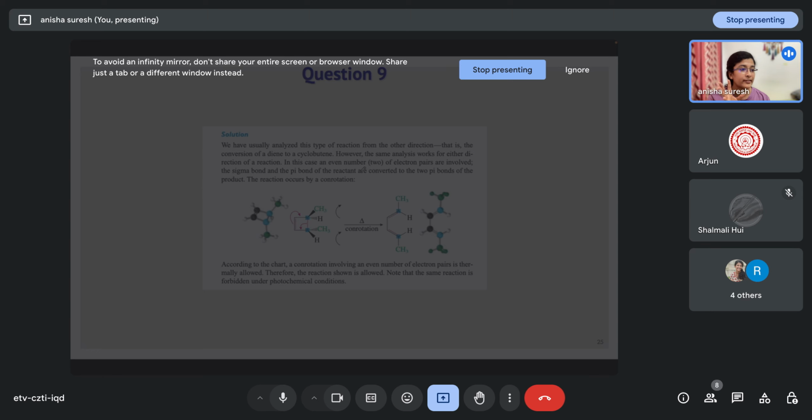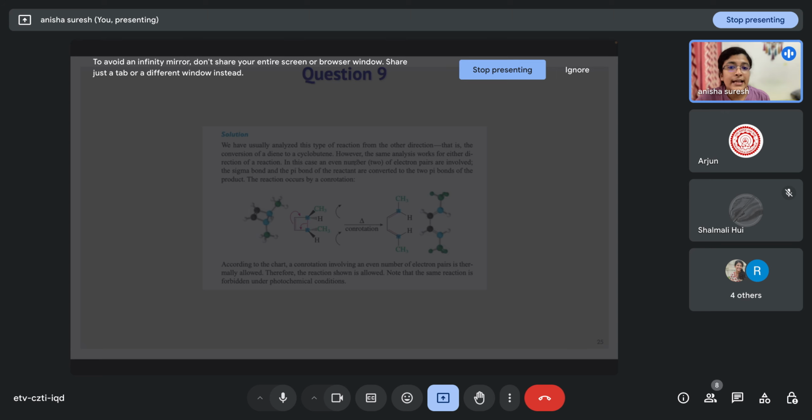And we have explained it in detail at the starting of the lecture. We have usually analyzed this type of reaction from the other direction, that is the conversion of a diene into cyclobutene. However, the same analysis works for either direction of the reaction. So in both directions, formation of cyclobutene from 1,3-butadiene or from cyclobutene to 1,3-butadiene, the mode of reaction will be the same. In case of thermal, 4 electrons, it will follow conrotation, and photochemical, 4 electrons, it will follow disrotation.